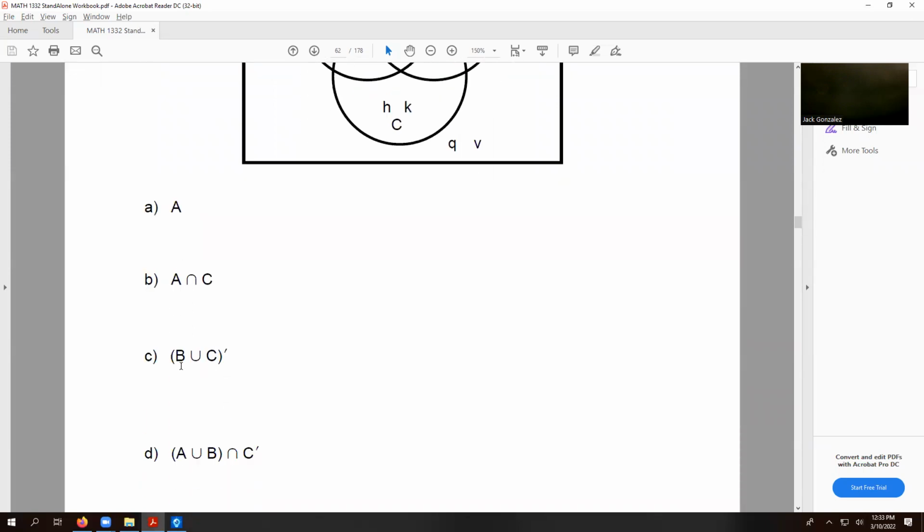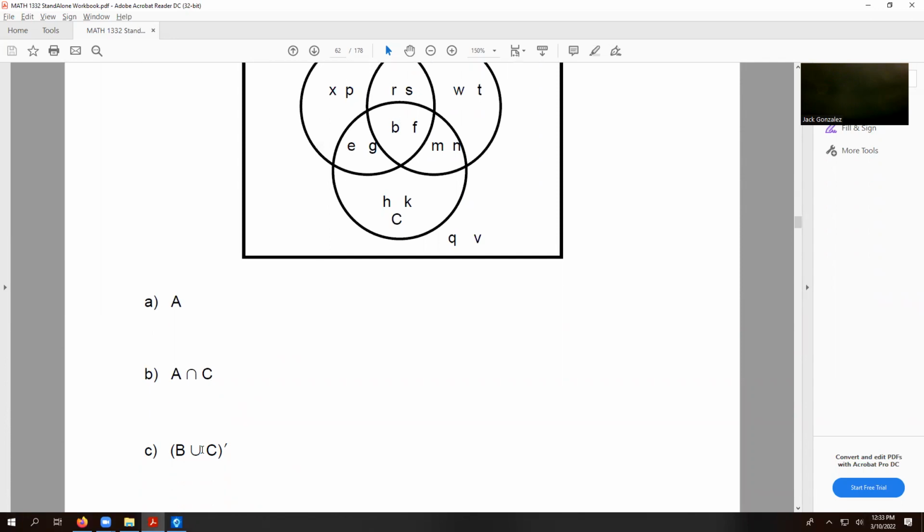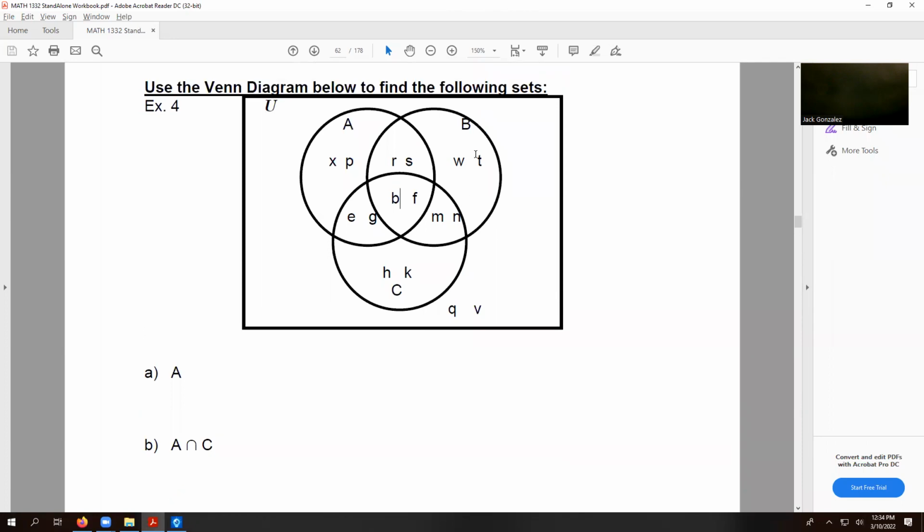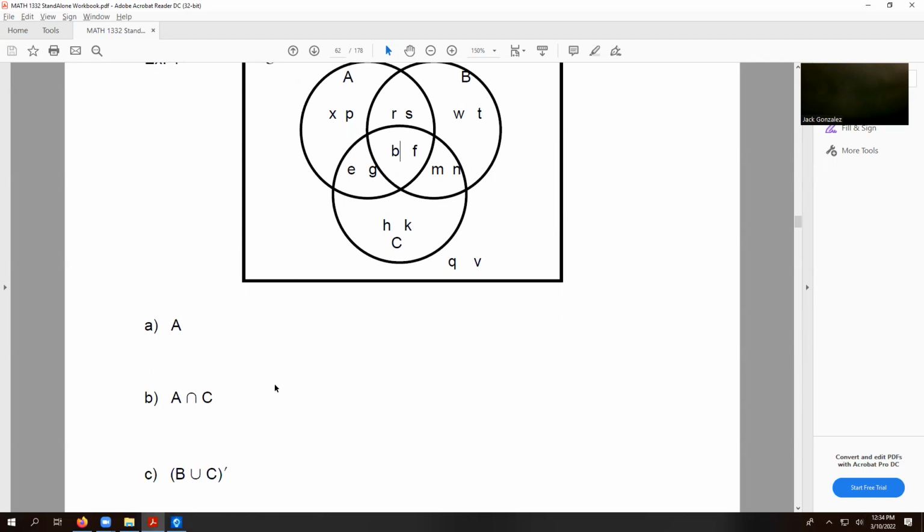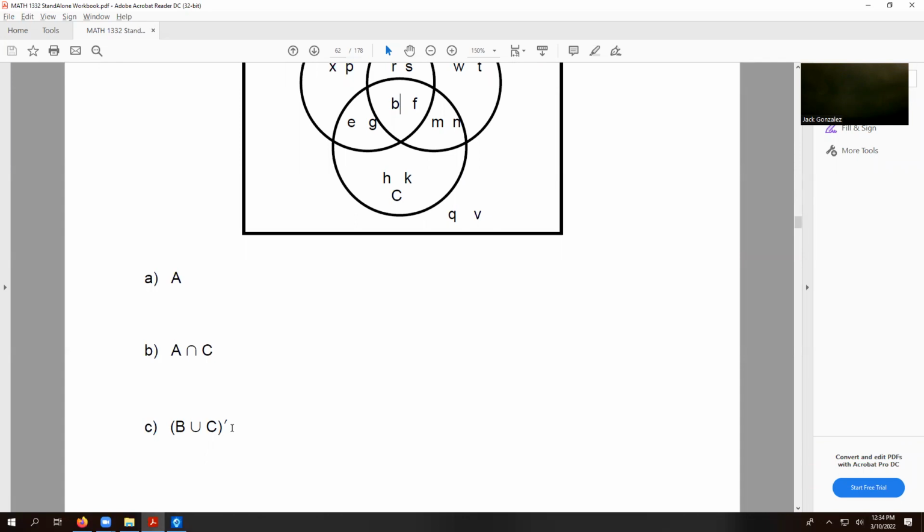Now, B union C complement. So let's remember what complement means, and union. B union C means you combine the two sets together. But complement means not those, so not the B and C combined. Look at B and C: here's this big circle B, and here's C. They want everything outside those two circles, outside of B and outside of C, because I said B union C complement. So in other words, not B union C.